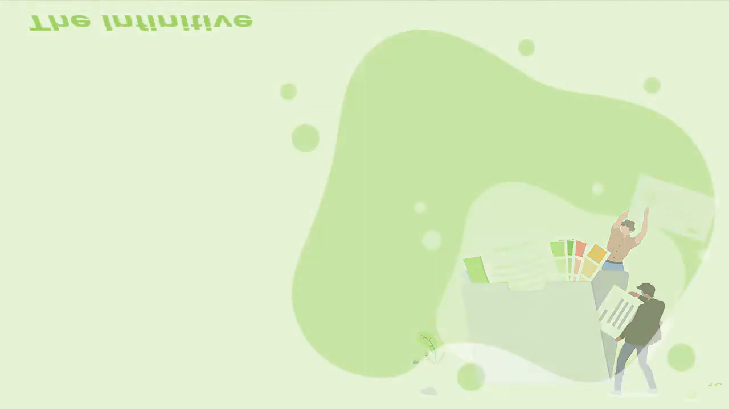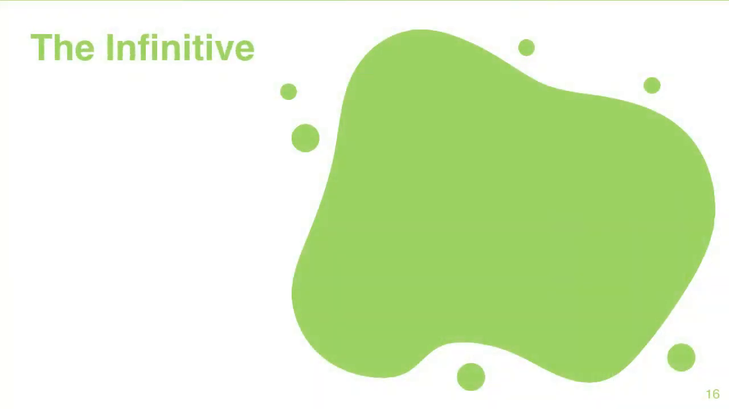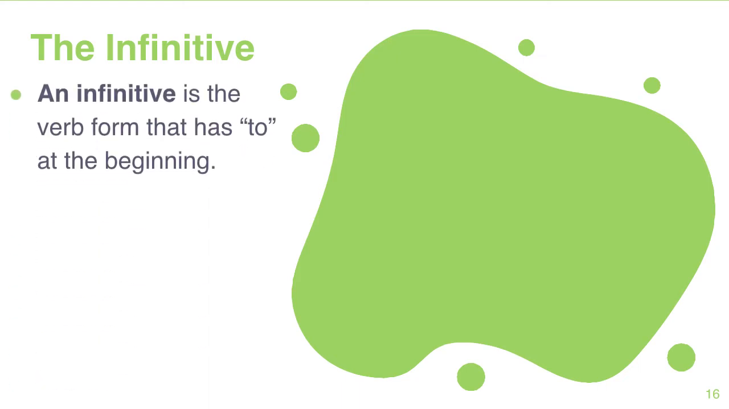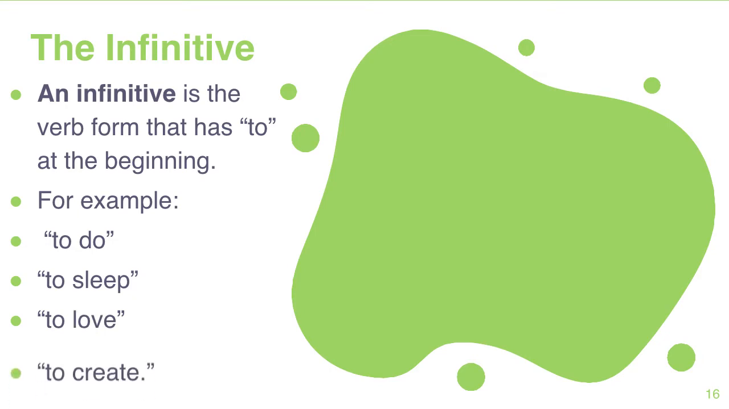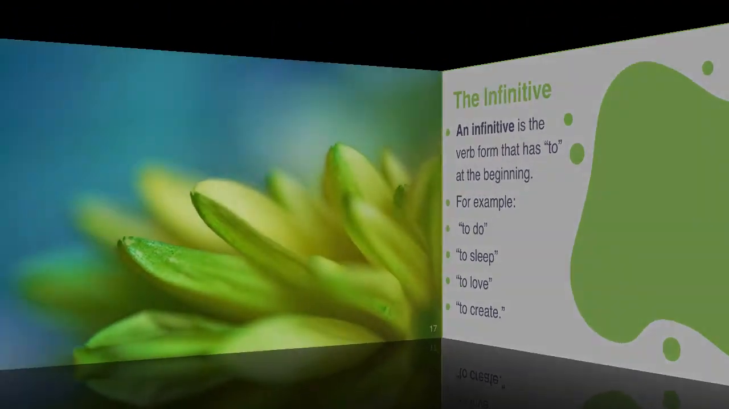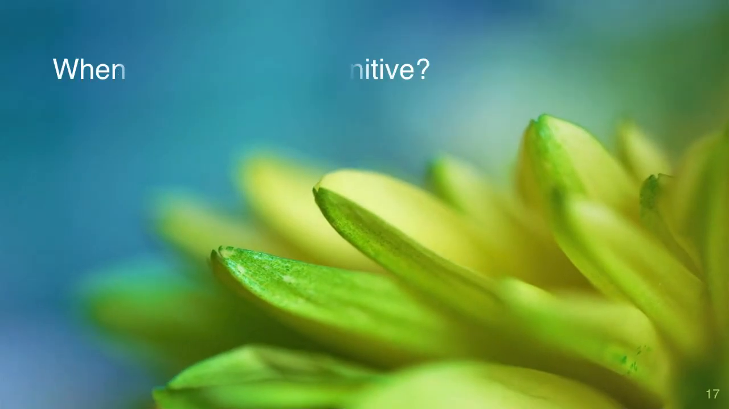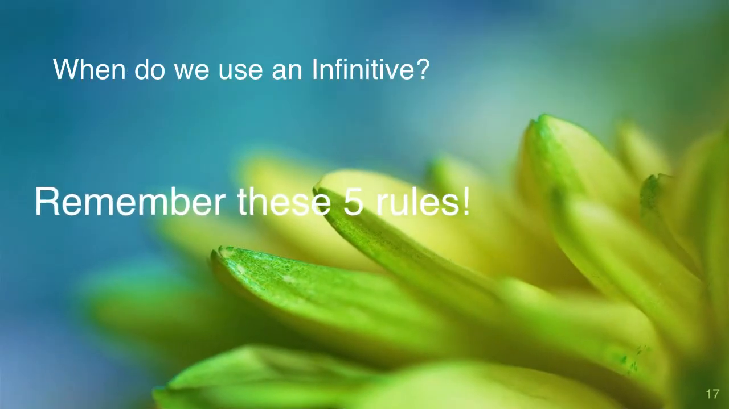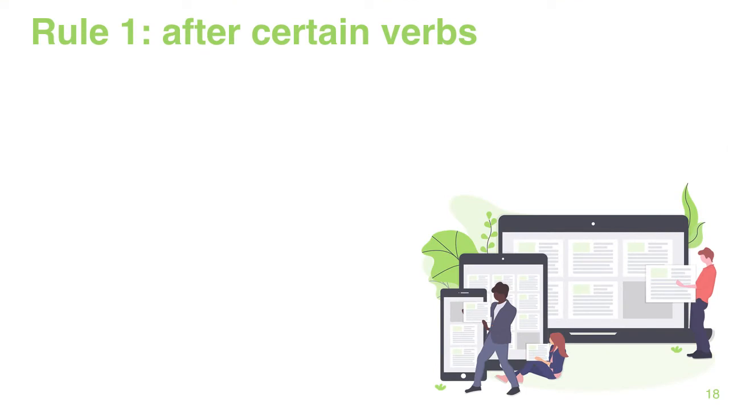What is an infinitive? So, the infinitive is the verb form that has to at the beginning. For example, to do, to sleep, to love, and to create. Now, when do we use an infinitive? Well, you need to remember these 5 rules.